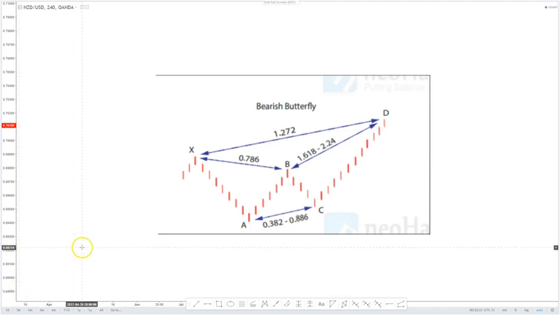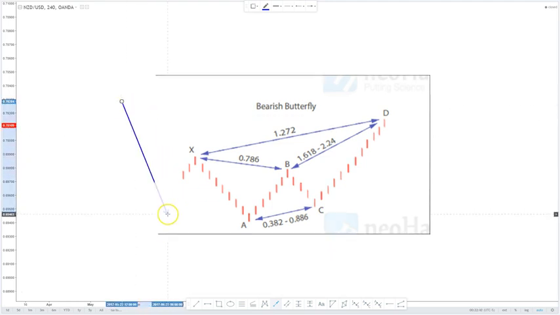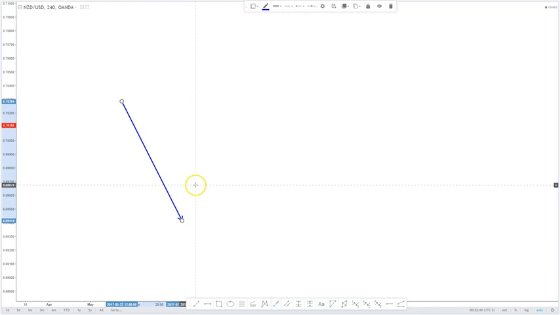How's it going, guys? In this video we're going to be going over the bearish butterfly and the bullish butterfly. In this example right here I'm showing you, we'll be doing a bearish one. So right off the bat we're in a downtrend, we have a significant down move.